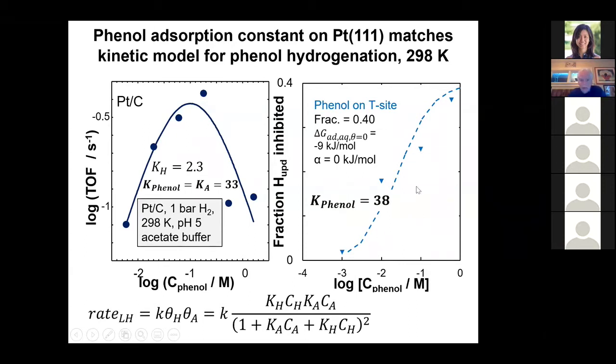So it seems like terrace sites are the place where the action is happening on these powdered catalysts. I didn't mention, but the catalysts we're studying the activity for here are in the form of powdered platinum on a carbon support. But what troubled me at this point in time is that this phenol was adsorbing and desorbing in equilibrium easily at 298 Kelvin. And I thought that was impossible for the kind of phenol I was used to.